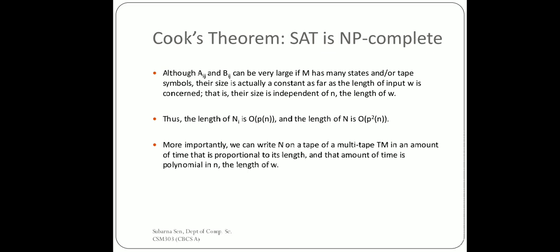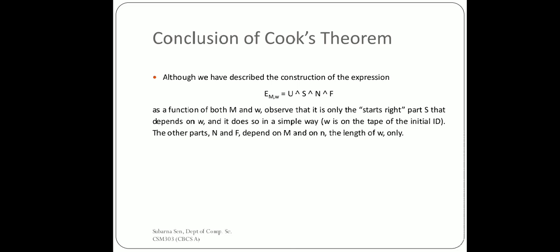So here we can say that SAT can be done in a polynomial amount of time, meaning it can be reduced by polynomial time reduction, right? If we revisit the conclusion of Cook's theorem, we have seen that we can represent it in this form. We have defined what U is, what S is, what N is, and what F is. Just go through it once.